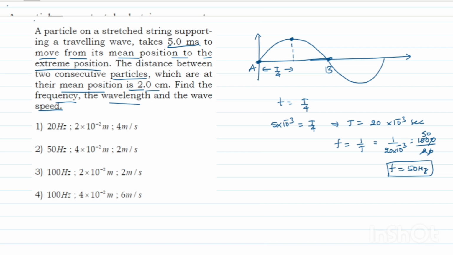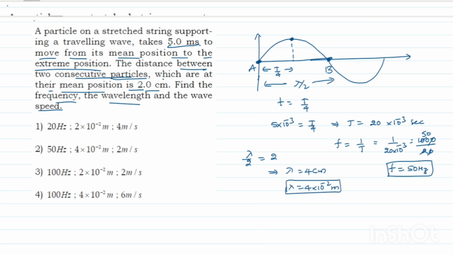Now the next condition: the distance between two consecutive particles which are at their mean position. Particle A as well as particle B are at the mean position. So the distance between these two is lambda by 2. That value is given as 2 centimeters. Then the lambda value is 4 centimeters. Converting into meters, 4 into 10 power minus 2 meters. This is the wavelength value.